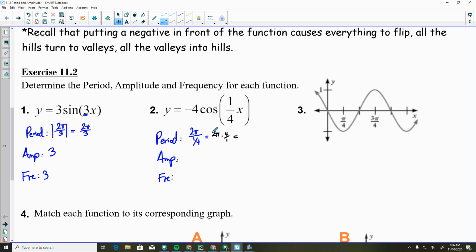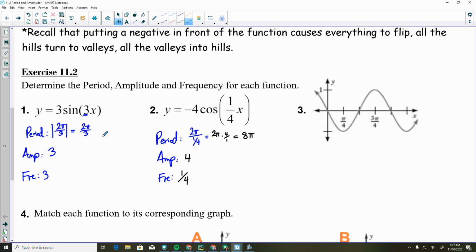So this is going to give me 8, because I just take 2 and 4 and multiply that, so 8 pi. And the 1 doesn't matter, because this is just multiplying it by 4. So 8 pi is my period for this. Amplitude is the absolute value of that a, so the absolute value would be 4, positive 4. Well, the frequency would be 1/4.